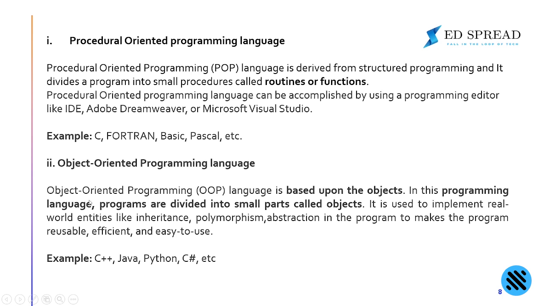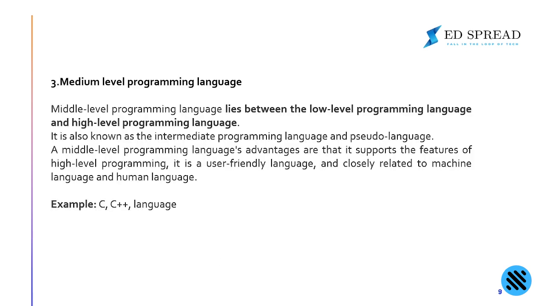In this programming language, programs are divided into small parts called objects. Okay, it is used to implement real-world entities like inheritance, polymorphism, abstraction in the program to make the program reusable, efficient, and easy to use. So we will be discussing inheritance, polymorphism, and abstraction in detail in the next coming slides, right? So the examples of the object-oriented programming language are C++, Java, Python, C#, and many other languages. Okay, so now let us see medium level programming language, and so this is the last one.